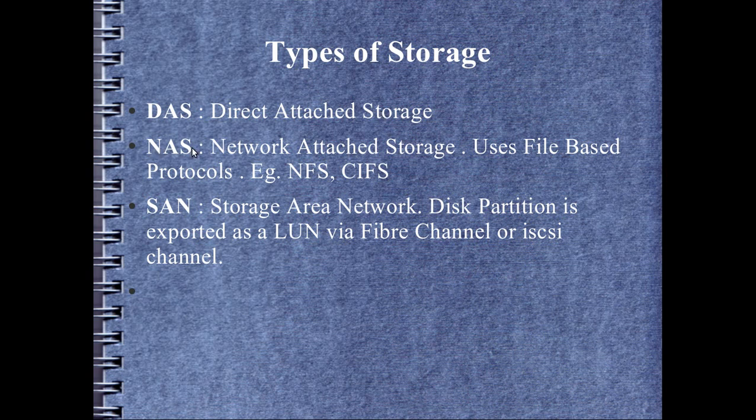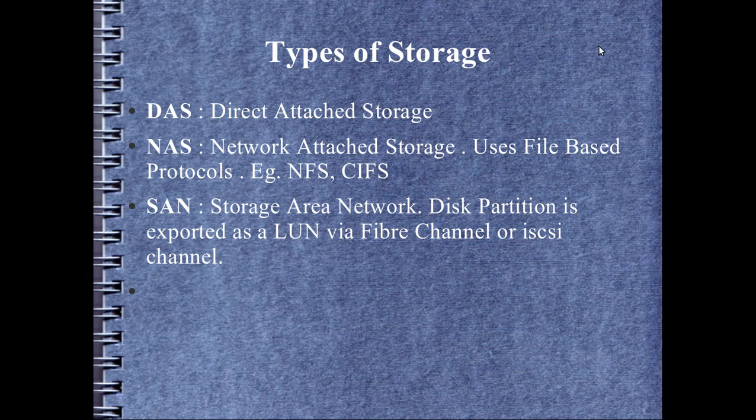Network attached storage means it's using file based protocol to access a particular folder. For example, NFS server and CIFS. Network file server, common internet file system. So this is same as Samba protocol. So effectively what happens in both the cases is we have a server which is running NFS server and which have a particular folder that will be exported over NFS. The same happens over CIFS.